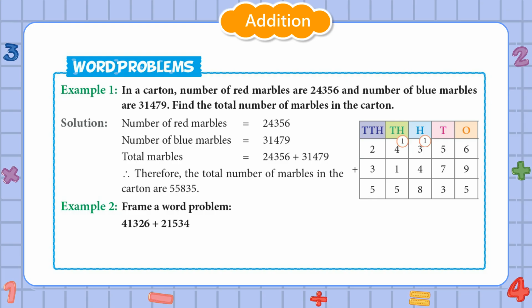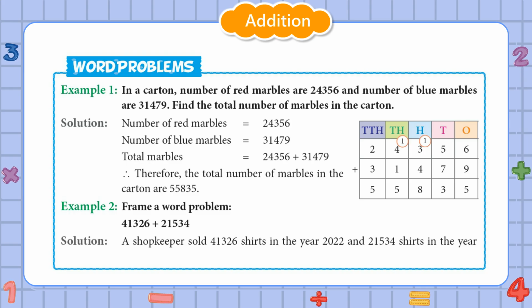Example 2. Frame a word problem. 41,326 plus 21,534. Solution. A shopkeeper sold 41,326 shirts in the year 2022 and 21,534 shirts in the year 2023. Find the total number of shirts sold by him in both the years.